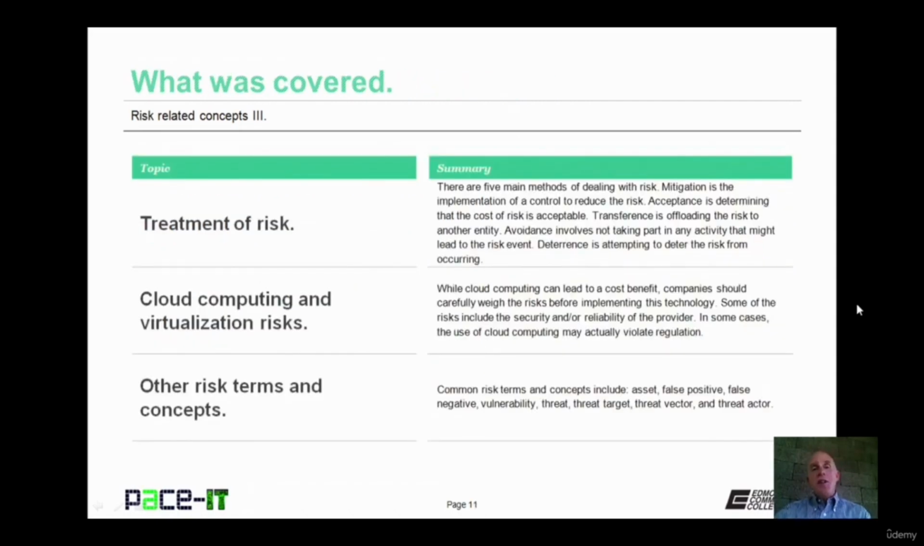That concludes this session on Risk-Related Concepts, Part 3. I began by talking about treatment of risk, and then I moved on to cloud computing and virtualization risks, and then I concluded with a brief discussion on other risk terms and concepts.